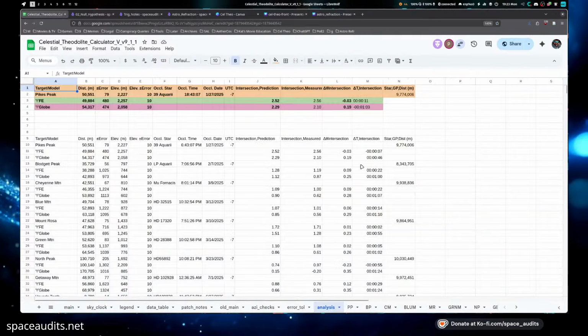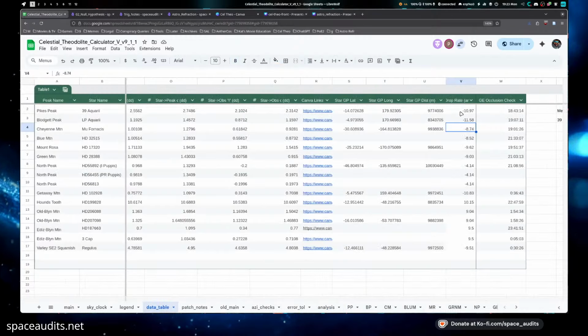Yes, as you can see here, where's my data table? So you see here, it starts off at like 10.97, 11.58, and then down here for North Peak, where the star is said to be below the horizon, its rate of descent has dropped to 4.14 degrees per hour. So yes, the answer to your question is yes.